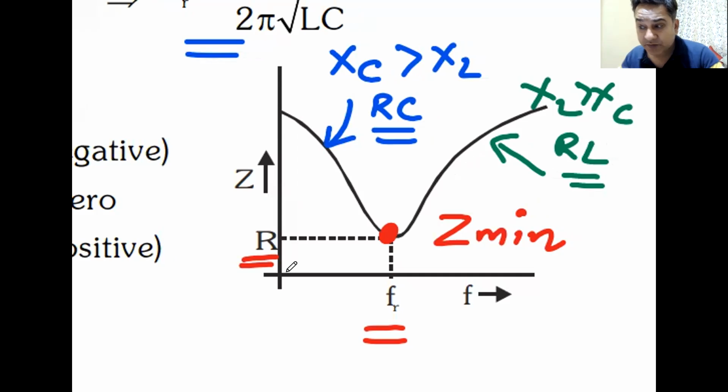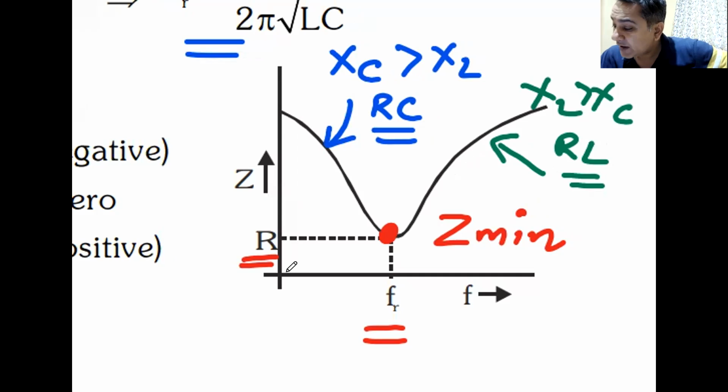Please draw this graph in the same way that it is drawn here. You can write on the left hand side, XC is more than XL, RC circuit. On the right hand side, XL is more than XC, RL circuit. Left hand side, low frequency. Right hand side, high frequency. In the middle is the resonant frequency.